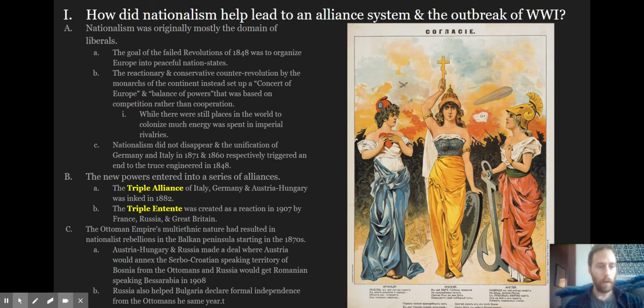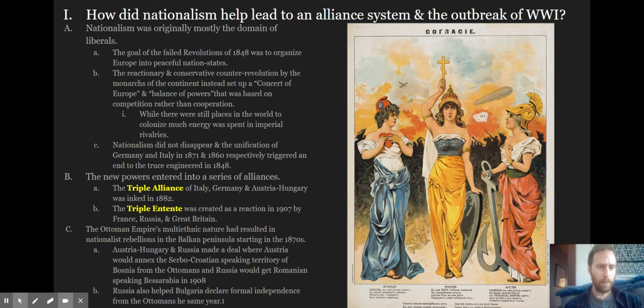And you get a reactionary, meaning against change, and conservative, meaning keep things the same as they are, group of monarchs who set up what's called the Concert of Europe and a balance of powers that's based on competition rather than cooperation within Europe. So if you think about it, a balance of powers means you've got two armed camps or several armed camps ready to fight each other. And the idea is, oh, well, we can't fight because war would be so devastating to each of us. We're evenly matched, can't fight.